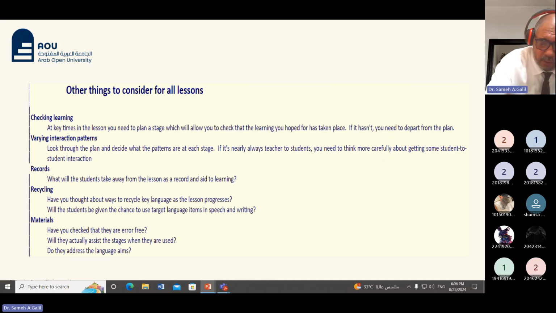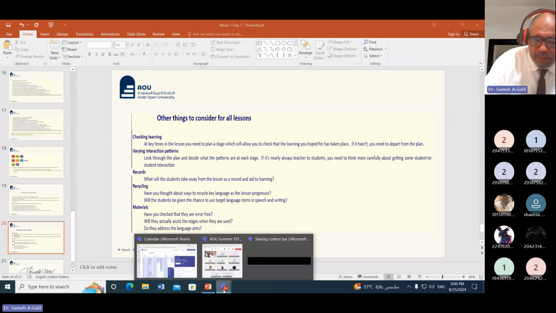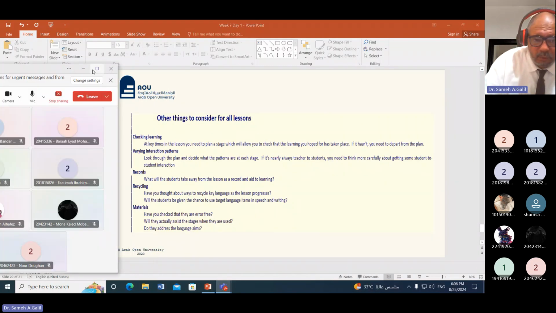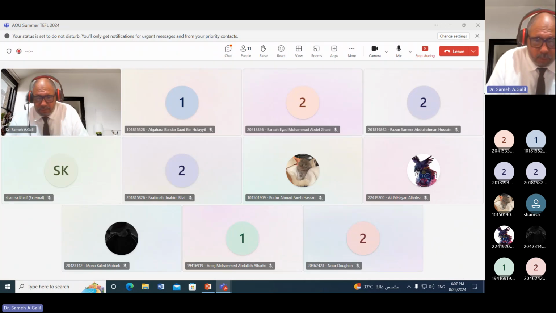This is how we plan, and this is the end of it. And this is the end actually of today. What we intend to do is the following. Now that we have two different frameworks, whether we're talking about PPP or TTT, you're going to choose one of them.